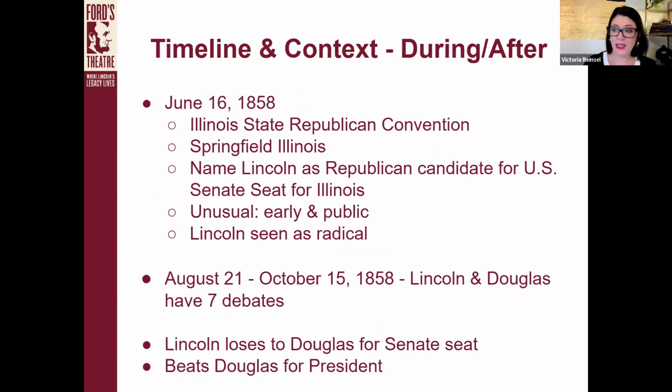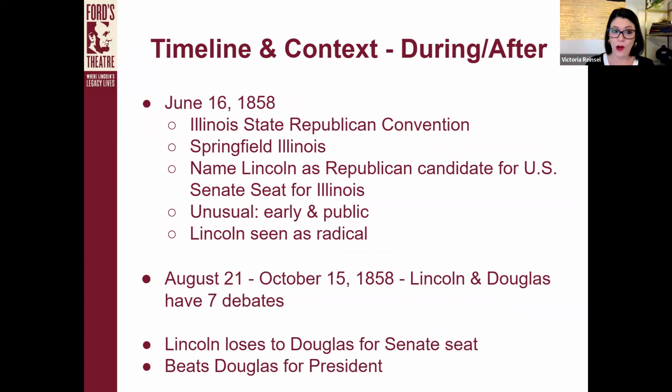The during and after of this speech. So I already gave you the date, June 16th, 1858. This takes place at the Illinois State Republican Convention in Springfield, Illinois. This is where they name Lincoln as the Republican candidate for the U.S. Senate seat for Illinois. This is unusual. It's early and it's public.